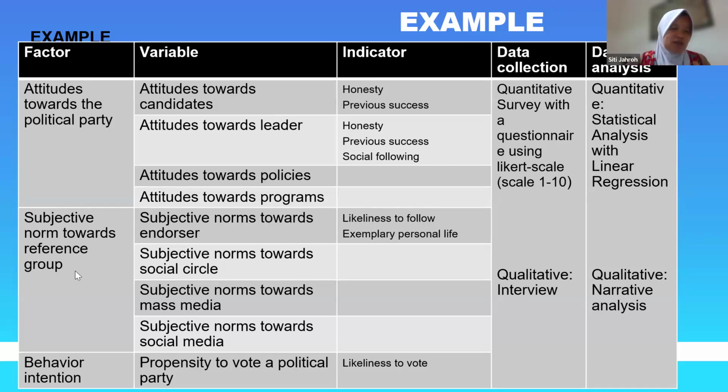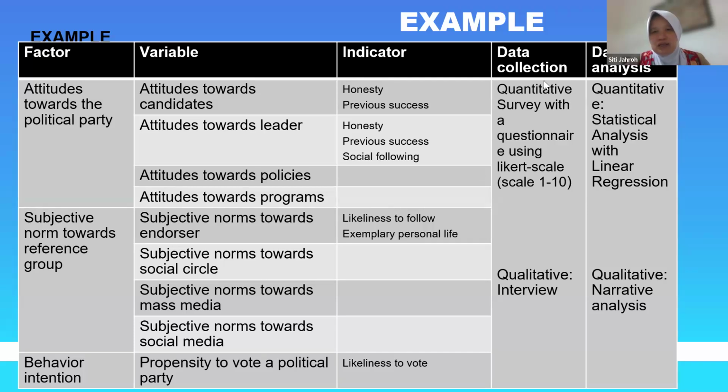And then for subjective norms toward reference group: subjective norms toward endorser, toward a social circle, toward mass media, toward social media. The indicators for subjective norms toward endorser are likeliness to follow and exemplary persona. And behavioral intention: propensity to vote for a political party, likeliness to vote.